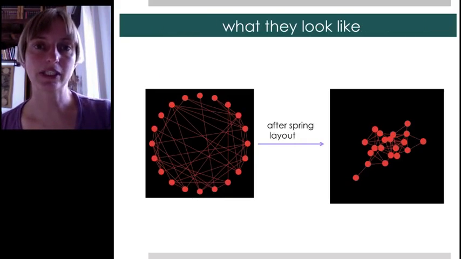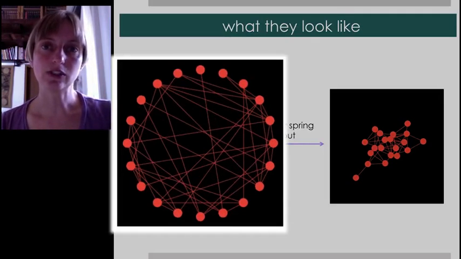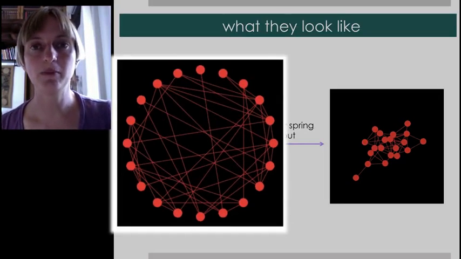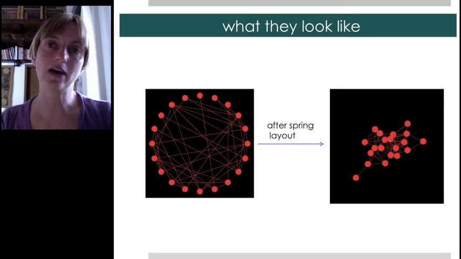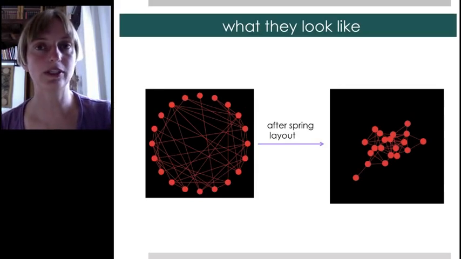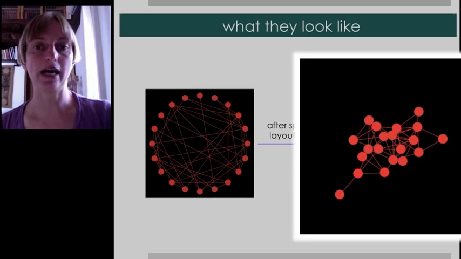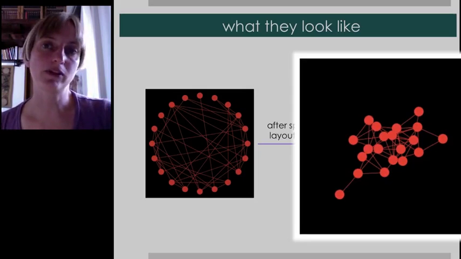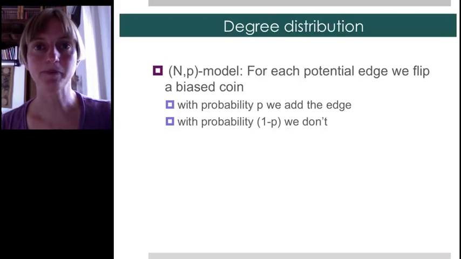What do these networks look like? Here I've laid out the nodes on a circle, I think it's 20 nodes, and I've added some edges at random. As we learned last week, sometimes the layout is more effective if nodes that are directly connected are close to each other in the layout. So I applied a Spring layout algorithm and got this very typical shape of an Erdős-Rényi random graph.